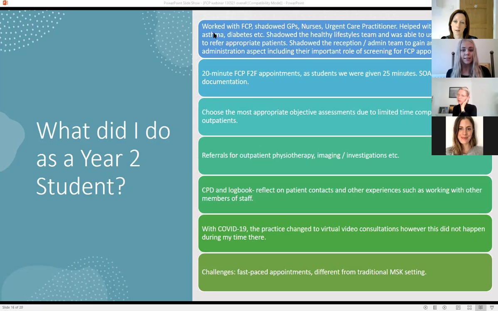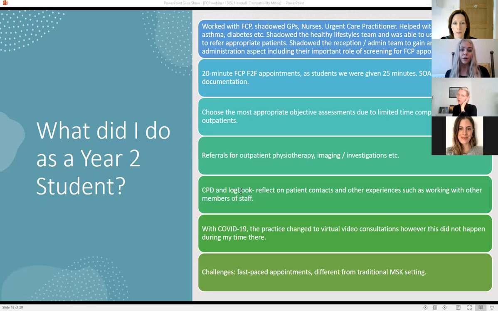I shadowed nurses and the advanced nurse practitioner and had a look at what they did. I shadowed the urgent care practitioner. I went out on home visits with him, which was really interesting to see their role in the practice as well. I also helped out with the open days, things like the asthma open days and diabetes open days, which again helped to build my confidence, even with things like communicating with patients.